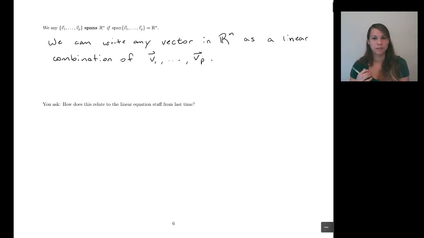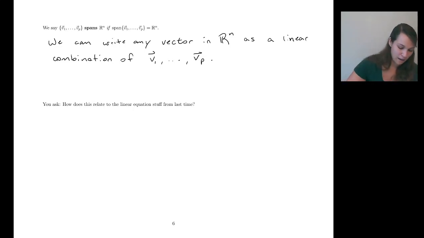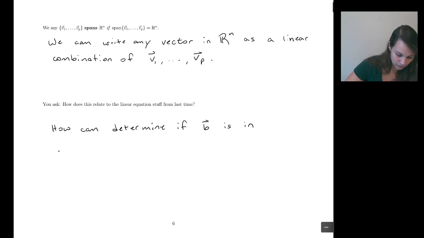Okay, so you might be thinking at this point, like, Gracie, we've gone off the rails. This is not like yesterday at all. How does this relate to linear equation stuff from last time? Really glad you asked. I'm going to redirect us with the question, how can we determine if a vector B is in the span of some vectors?